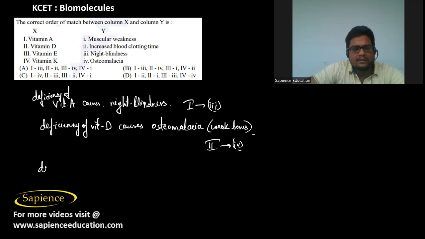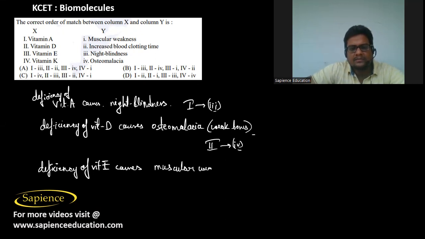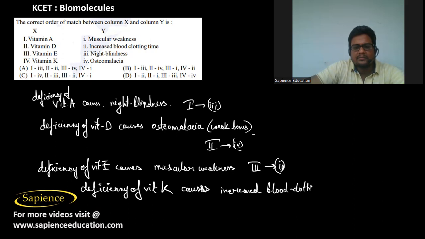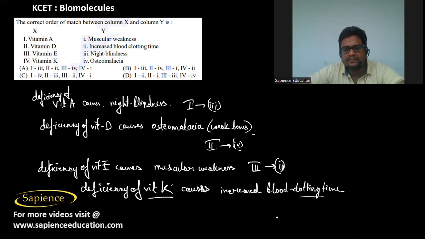And then the deficiency of vitamin E causes muscular weakness. It means that 3 will match with 1. Then it is told that deficiency of vitamin K causes increased blood clotting time, since vitamin K helps in blood clotting. So it means that 4 will match with 2. So 1 matches with 3, 2 matches with 4, 3 with 1, and 4 with 2. So option B is the correct answer.